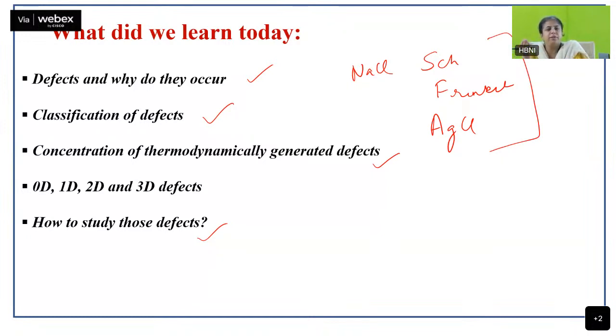In the next few minutes, we will study something called solid solutions, and that is also related to the creation of non-stoichiometric defects.